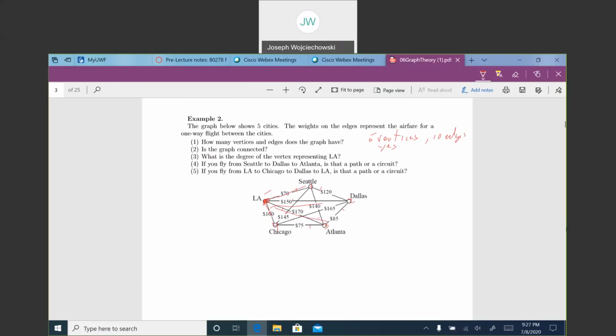What is the degree of the vertex representing LA? Again, degree refers to how many edges go into that vertex. 1, 2, 3, and 4. If you fly from Seattle to Dallas to Atlanta, is this a path or a circuit? Remember, in a circuit you end up in the same place you started, so this must be a path. Let's look at it here.